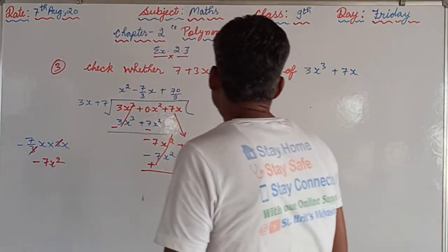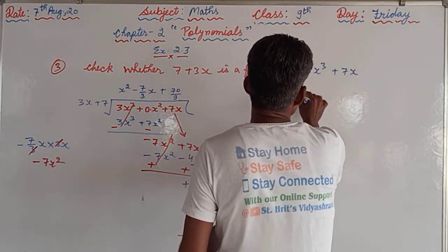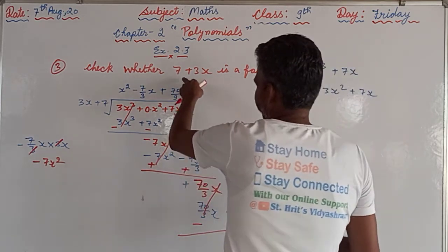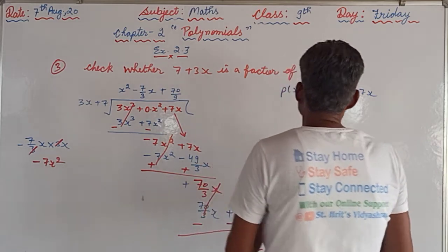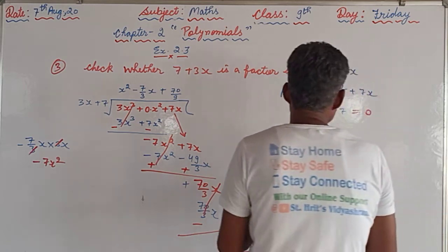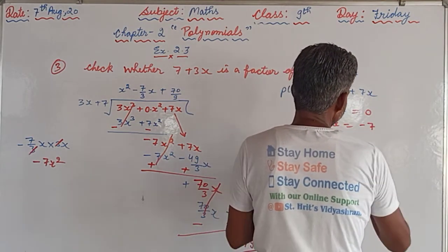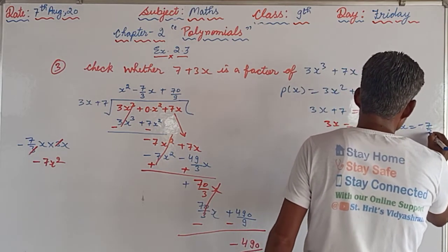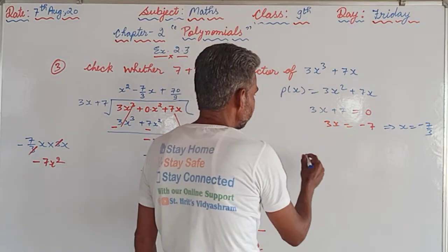So for that, suppose p(x) is equal to 3x square plus 7x, and the factor is 3x plus 7. For the remainder theorem we will put the factor equal to 0 and find the value of x. From here we find 3x plus 7 equals 0, so x is equal to minus 7 upon 3. So we will now find p of minus 7 upon 3.